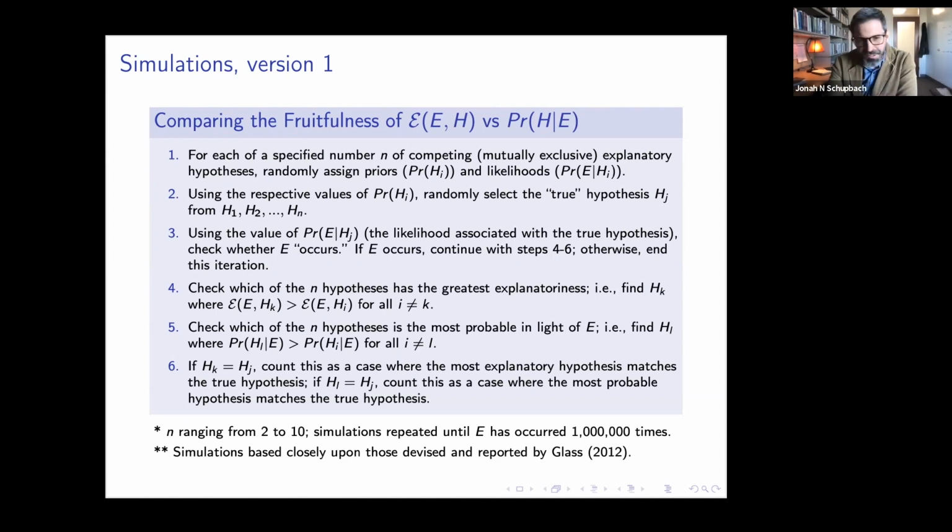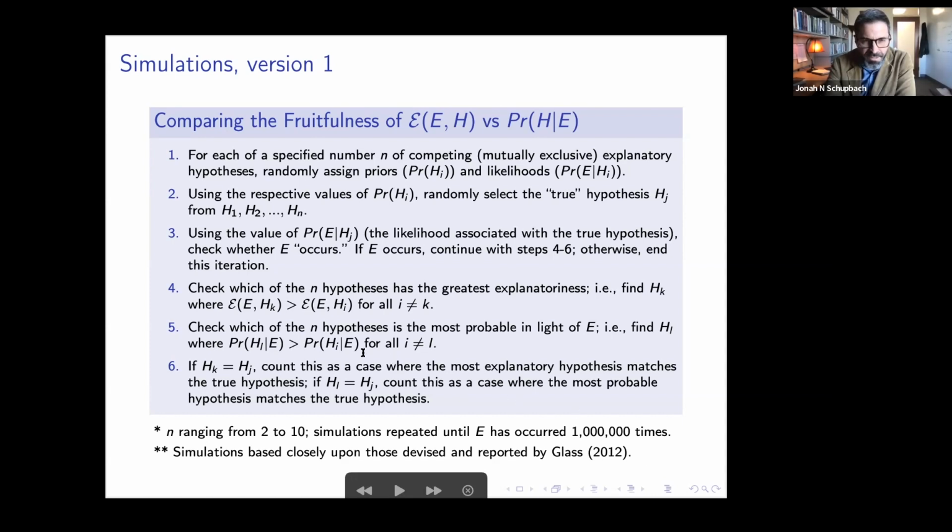So you all know, we let n range from 2 to 10 in different instances of this simulation, and any particular instance of the simulation for any fixed n is repeated 1,000,000 times to gauge the success rate, right? The success rate of a particular method.